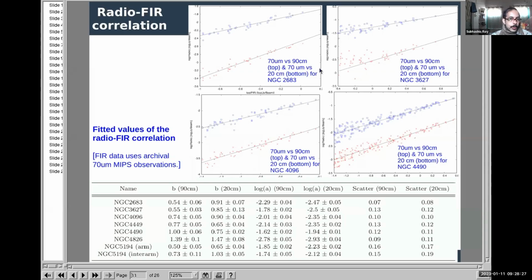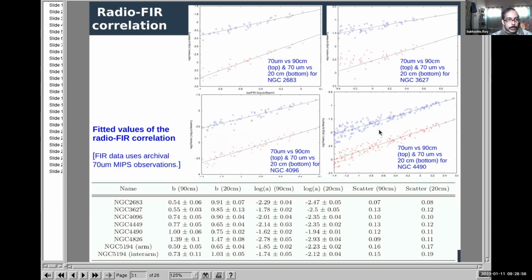You can see the top one is 0.33 gigahertz versus 70 micron. The lower one is 1.4 gigahertz versus 70 micron, and this is for galaxy 683. The top right is 3627. Bottom left is 4096. Bottom right is 4490. This is just an example of four galaxies. The ratio and the fitting parameters are shown below, but again, I won't go into numbers here.